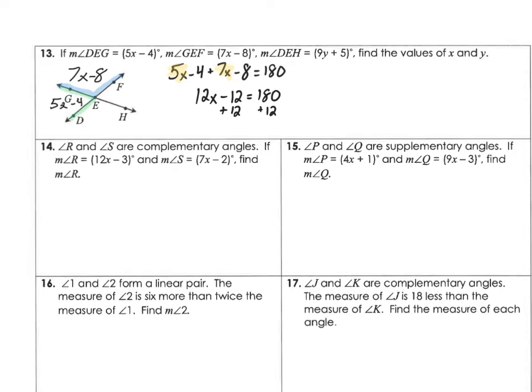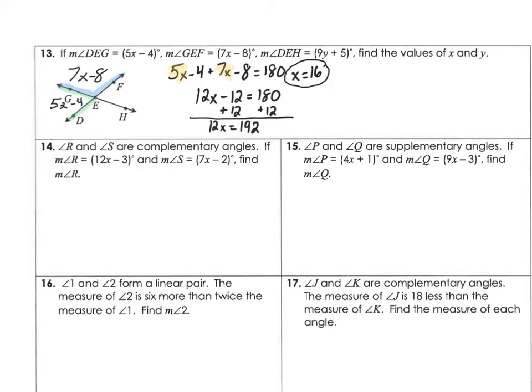Where? Minus 12x. So what would be 192 divided by 12? You said 16? Okay. So that's x. That's the first part.